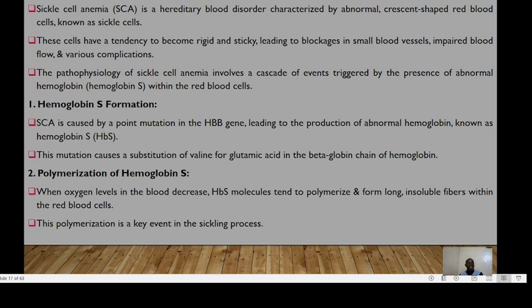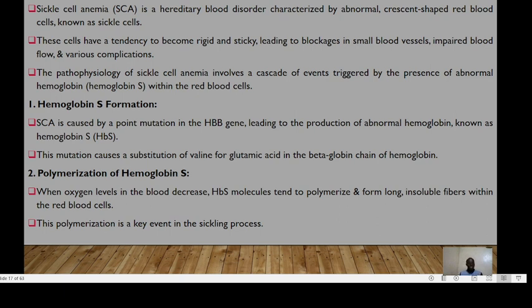This follows a sequence where, number one, we have hemoglobin S formation. Sickle cell anemia is caused by a point mutation in the HBB gene, leading to the production of abnormal hemoglobin known as hemoglobin S. This mutation causes a substitution of valine for glutamic acid in the beta globin chain of the hemoglobin. So, the next step, we have the polymerization of hemoglobin S.